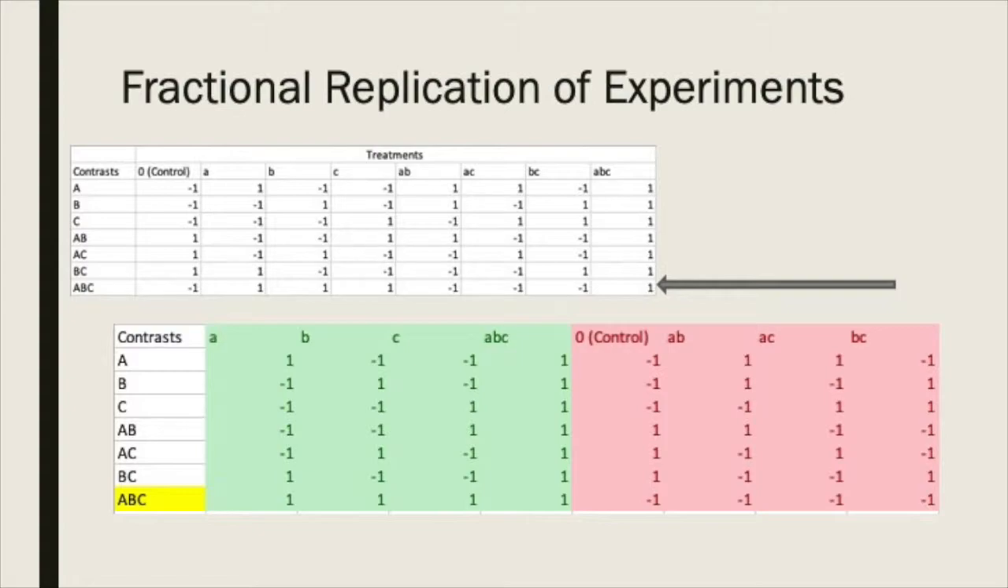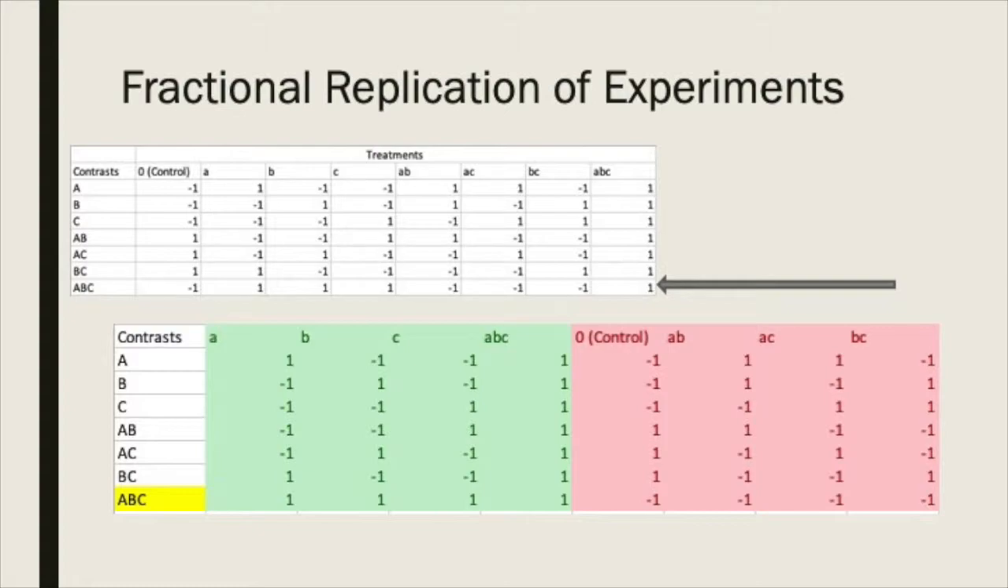We would first take a look at the table of coefficients for a 2 to the third factorial experiment. By looking at this table, we will choose a defining relation which we will use to eliminate half the treatments. You usually want to choose a higher order interaction. In this case, we will use ABC.